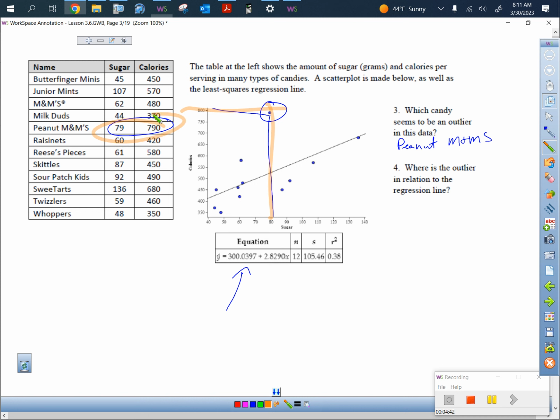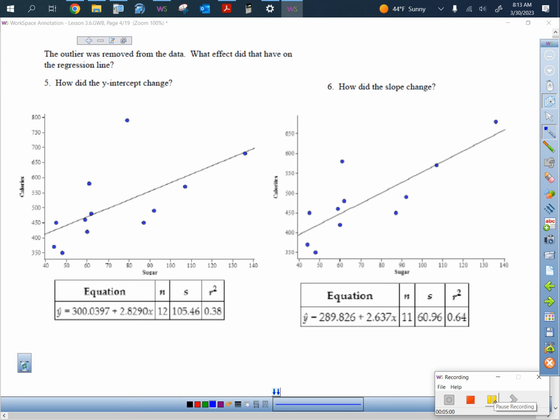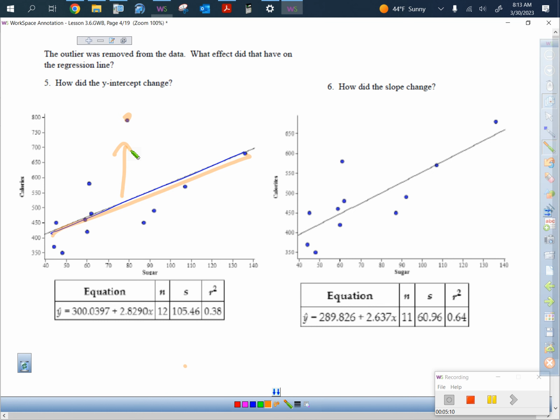Then simple questions, just like the activity today. Where is this outlier in relation to that line? Above it or below it? That guy is above it. Cool. So here's what I'm going to do. Here I took out the outlier, and here that was the one with the outlier. Didn't we just kind of say that it pulled the line up a little bit, right? And if you take out the outlier, things went down, because they ask you what happened to the y-intercept. Well, this is the y-intercept of the original, and this is the y-intercept of this one. What happened to it?